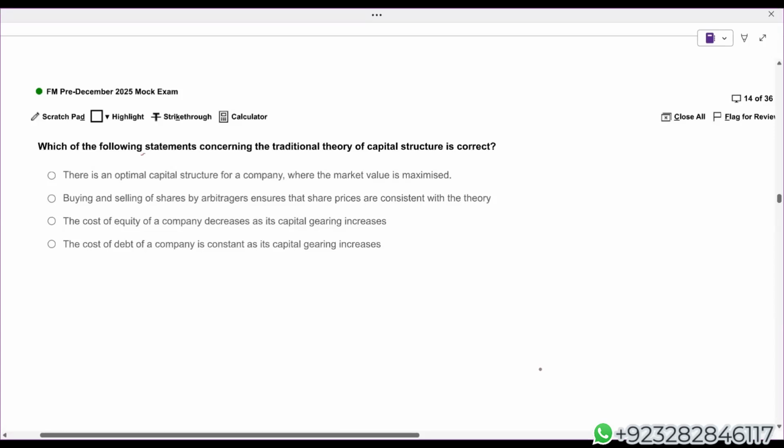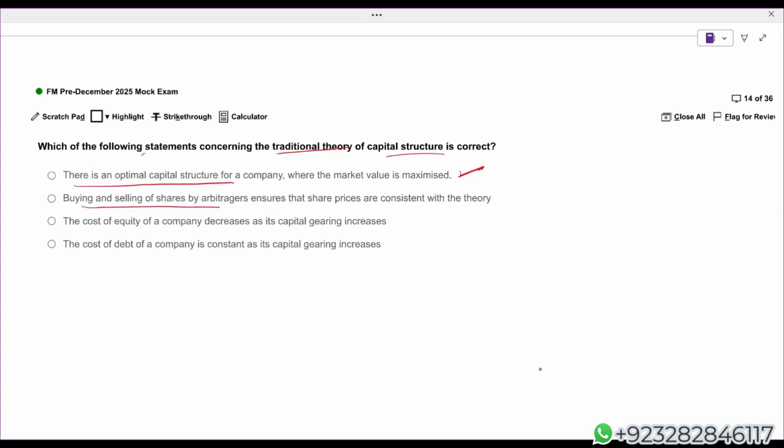Which of the following statements concerning traditional theory? If you recall the traditional theory of capital structure, then under traditional theory we try to maintain a balance between debt and equity, which we call the optimal capital structure, where we have a lower WACC. There's an optimal capital structure for the company where market value is maximized. Yes. Optimal capital structure means where WACC will be lower. When WACC is lower, obviously the market value of the company will increase.